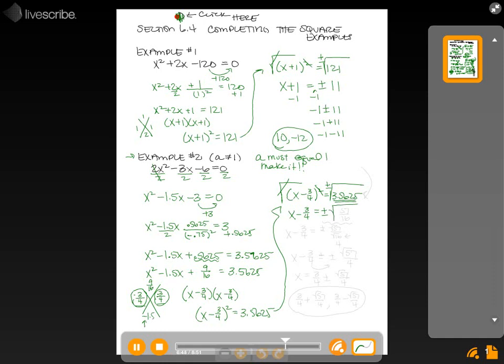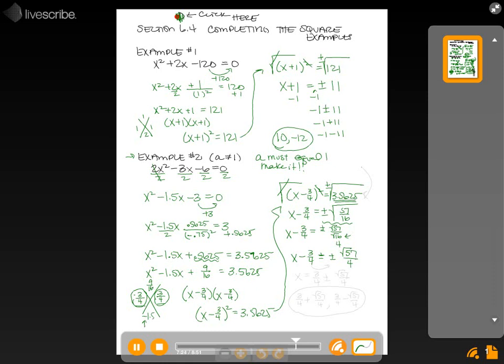Okay, 3.5625. We're going to make that into a fraction, and we end up getting 57/16. All right? So now we've got x minus 3/4 equals, we're going to rationalize this. So split it up. Plus or minus the square root of 57 over the square root of 16. Square root of 16 is really 4. So now this becomes x minus 3/4 equals plus or minus the square root of 57 over 4.